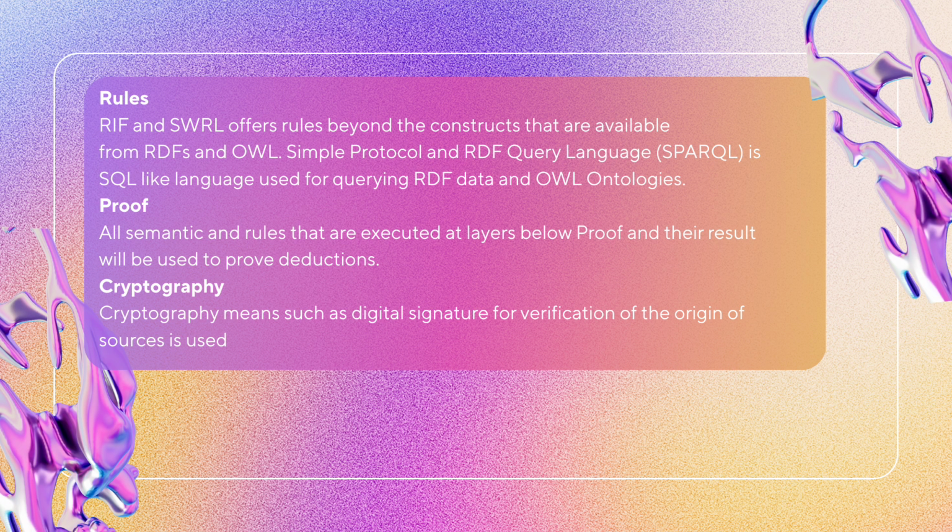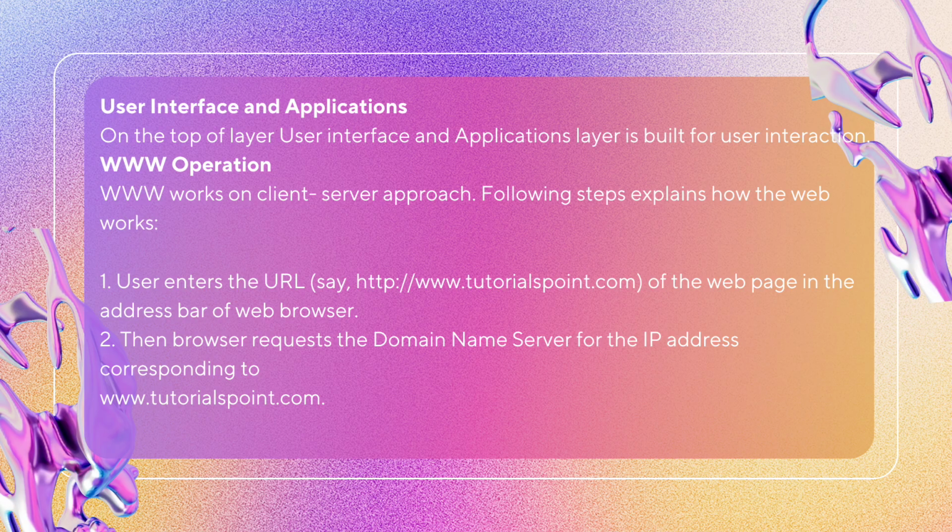Cryptography. Cryptographic means such as digital signatures for verification of the origin of sources are used. User interface and application. On the top layer, a user interface and application layer is built for user interaction.